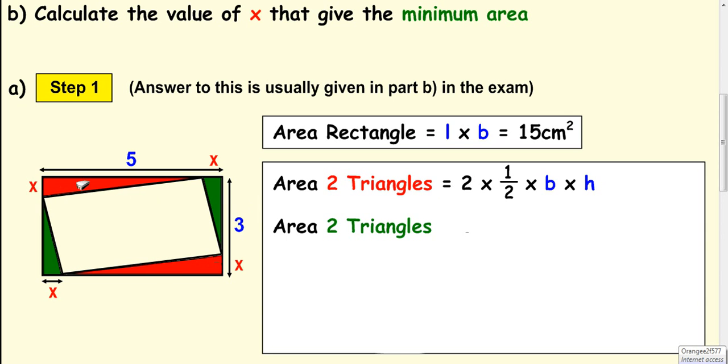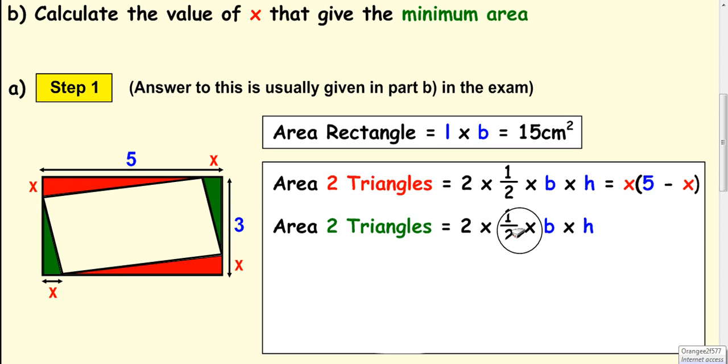Now if we look at the one at the top here, the height's x, and along here is 5 subtract x. It's just a wee bit shorter than 5. It's 5 along to here, and then subtract this wee x part. And the same with the triangles that are green.